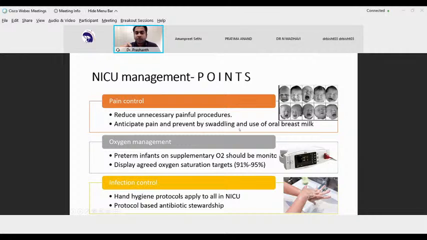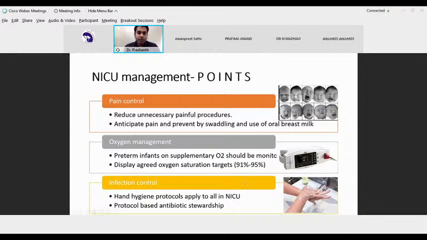Optimal oxygen management, very important. These preterm infants on supplementary oxygen should be monitored by pulse oximeters, and we need to display an agreed saturation target, ensure that it has been monitored, and we titrate oxygen based on our oxygen saturation targets of 91 to 95%.